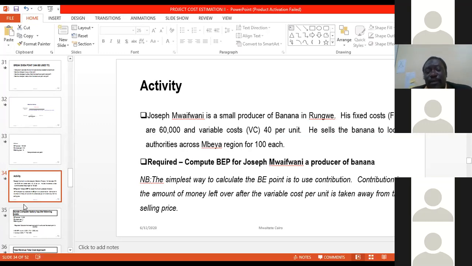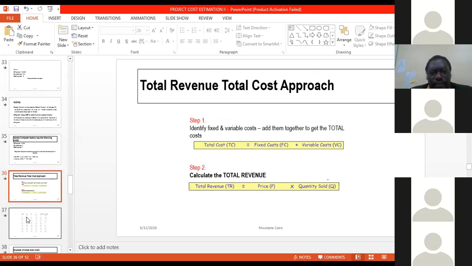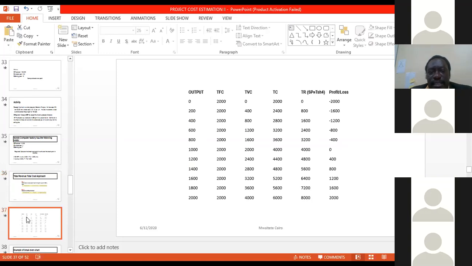So the simplest way to calculate the break-even point is to use contribution. Contribution is the amount of money left over after the variable cost per unit is taken away from the selling price. So you can see that one, and it can give you another example. You can do it by yourself. I don't need to calculate with you, but again, you can use the total revenue, total cost approach. So when you use that approach again, it will give you the so-called break-even point.